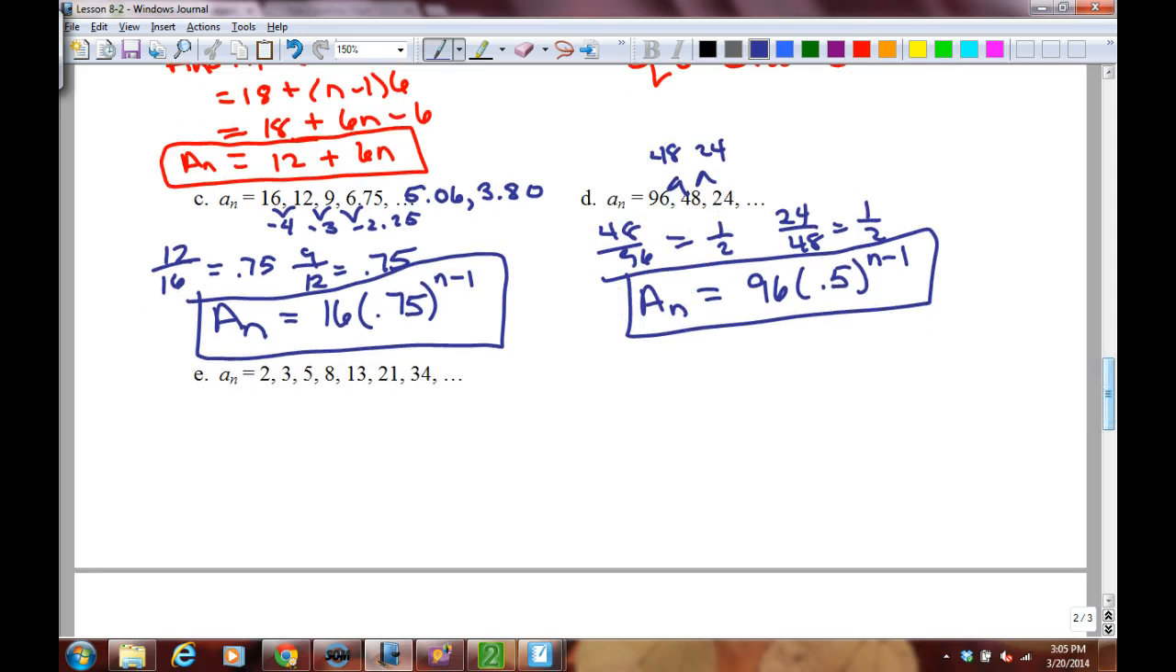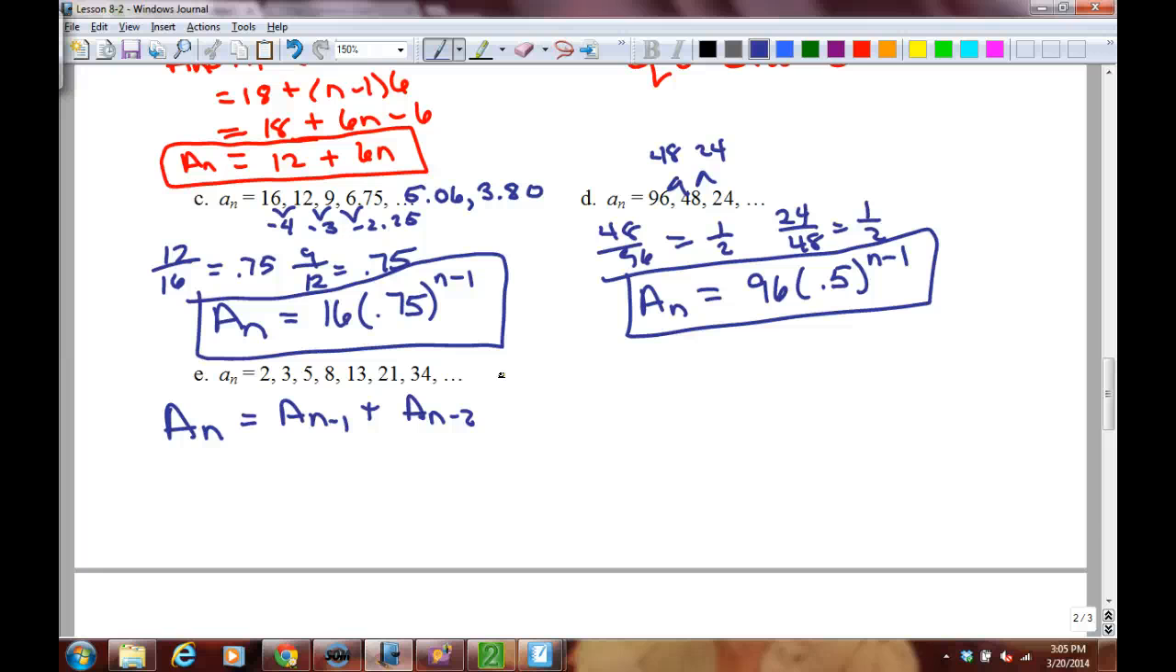Okay, let's look at E. Neither. This one's neither. This one's a special case. Do you guys know what kind of a sequence this is? Is it the golden ratio? Fibonacci. Basically, this is taking n minus 1 plus n minus 2. 1, 1, 2, 3, 5? Yeah, they skipped the first two. So 2 plus 3 is 5. 3 plus 5 is 8. 5 plus 8 is 13. Do you guys see it now? 8 plus 13 is 21. Yep.